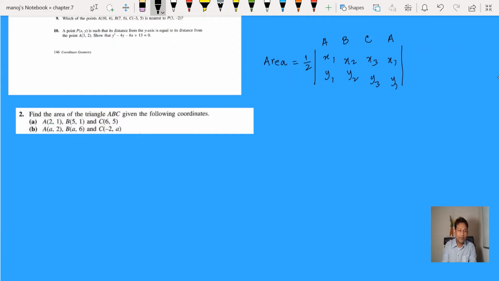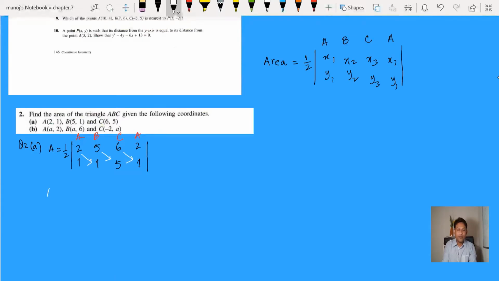I would like to use this example, question number 2 part A. The area of the triangle is half with the modulus sign. The coordinates of A are 2 and 1, then 5 and 1, and then 6 and 5. Then again I have to write 2 and 1, because you can see coordinate A, then coordinate B, coordinate C, and again coordinate A. Now what's the method? The method is very simple. You have to multiply like this.